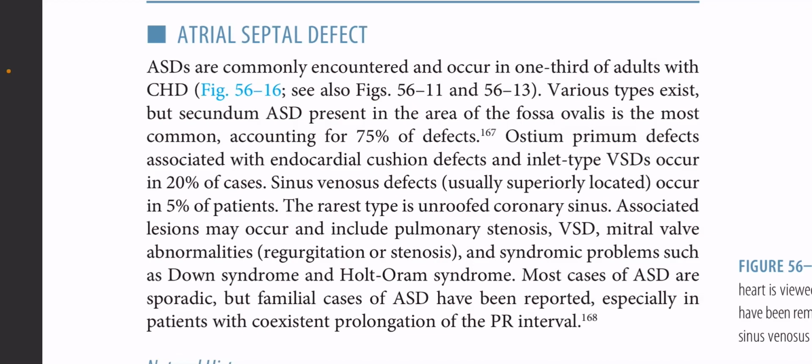Associated lesions may occur and include pulmonary stenosis, VSD, mitral valve abnormalities such as regurgitation or stenosis, and syndromic problems such as Down syndrome and Holt-Oram syndrome. Most cases of ASD are sporadic, but familial cases of ASD have been reported, especially in patients with coexistent prolongation of the PR interval.